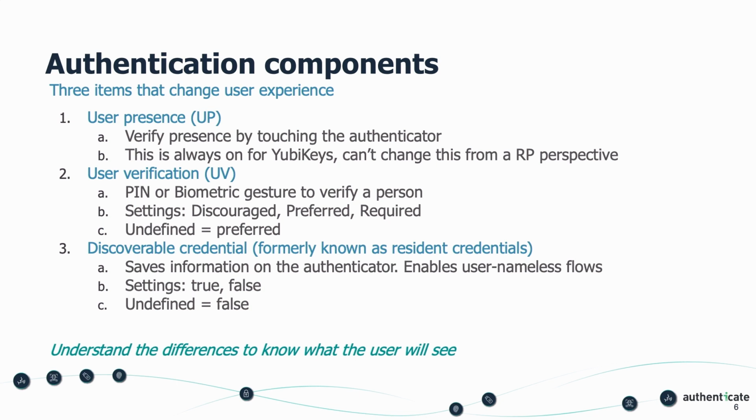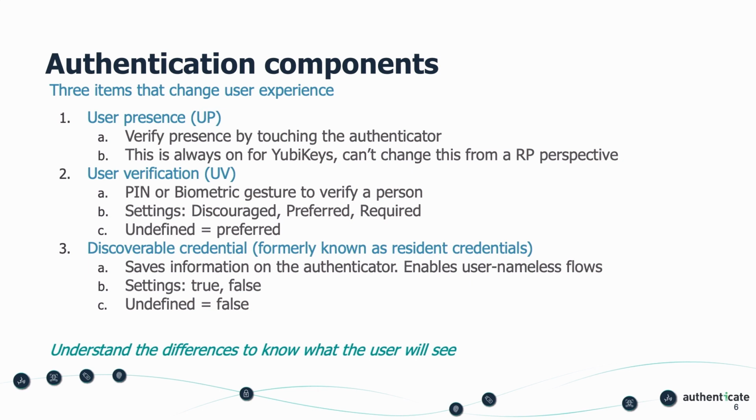Next up, user verification, also known as UV. This is going to be entering a PIN or a biometric gesture, right? So you're verifying that a specific person is at the other end of that authentication event, right? You need to know what that PIN is, or you need to have that fingerprint that's going to match with a biometric gesture to satisfy a user verification requirement.